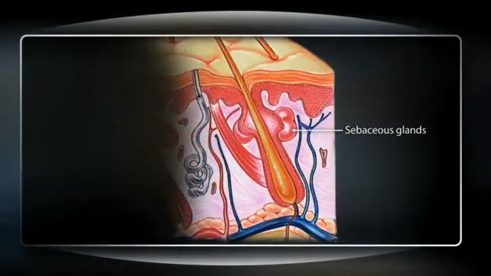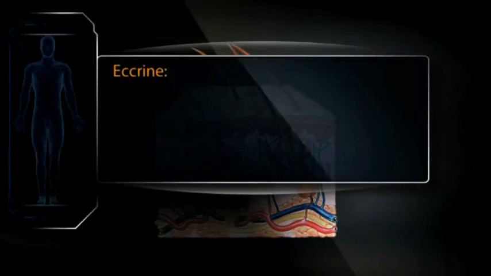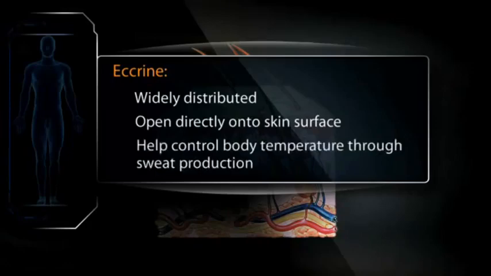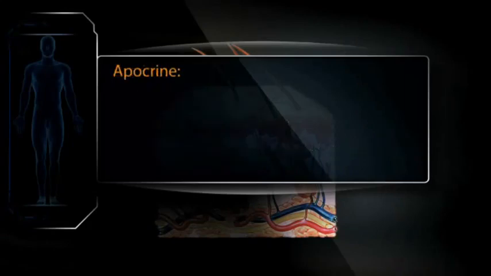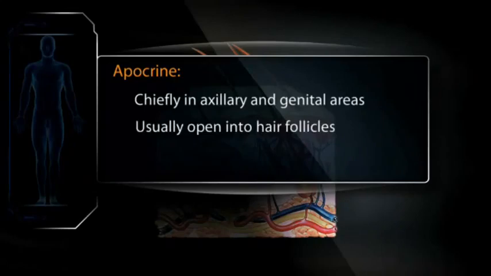Sebaceous glands produce a fatty substance secreted through the hair follicles. These glands are present on all skin surfaces except the palms and soles. Sweat glands are either eccrine or apocrine. The eccrine glands are widely distributed, open directly onto the skin's surface, and help control body temperature through sweat production. In contrast, the apocrine glands are found chiefly in the axillary and genital regions. They usually open into hair follicles and are stimulated by emotional stress.